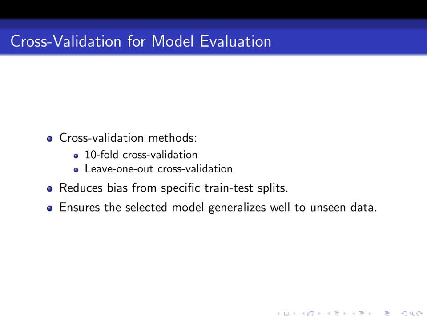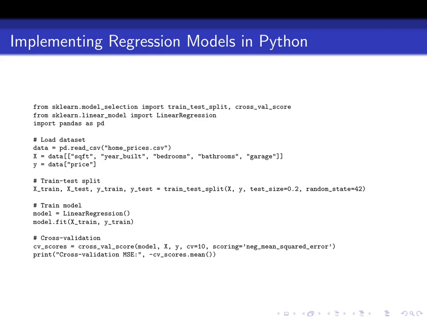of model performance. For implementing regression models in Python, we use libraries like scikit-learn. The example code demonstrates loading the dataset, splitting it into training and test sets, fitting a linear regression model, and evaluating it using cross-validation. This process ensures both simplicity and effectiveness in model implementation and comparison.